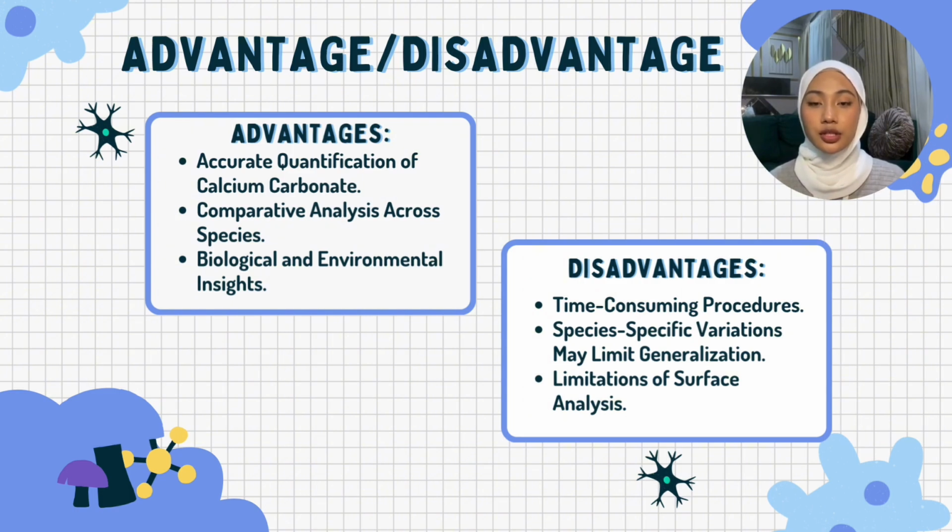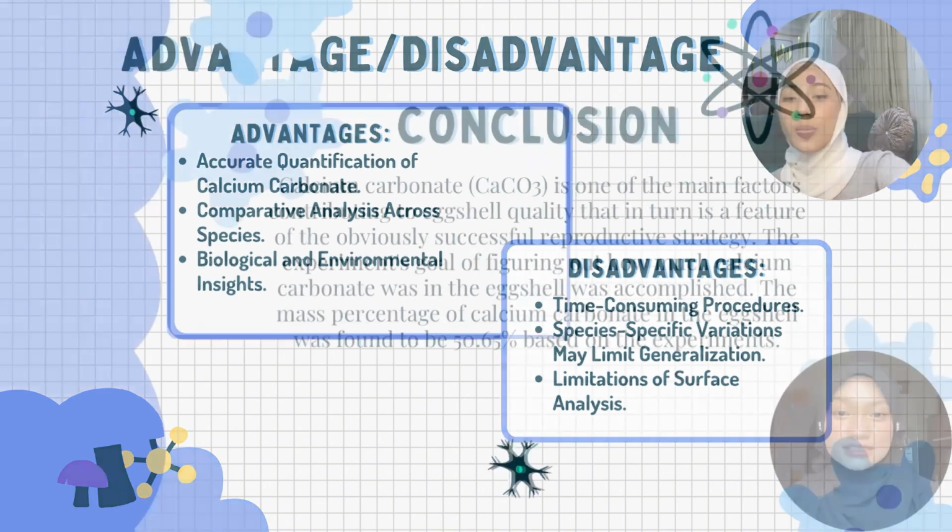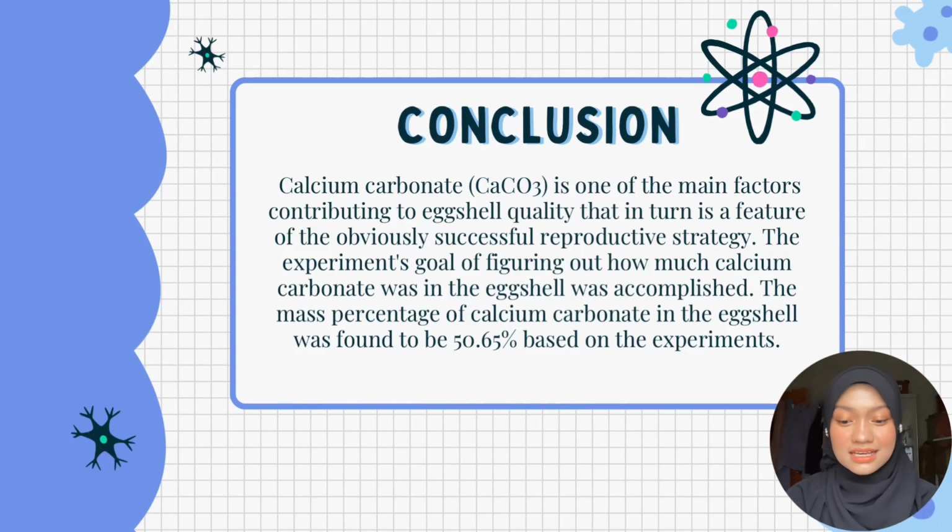The conclusion of this experiment is that calcium carbonate is one of the main factors contributing to eggshell quality, which in turn is a feature of the obviously successful reproductive strategy. The experiment's goal of figuring out how much calcium carbonate was in the eggshell was accomplished. The mass percentage of calcium carbonate in the eggshell was found to be 50.65% based on the experiments.